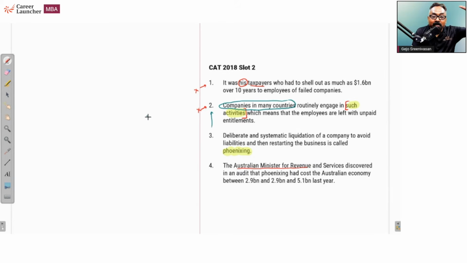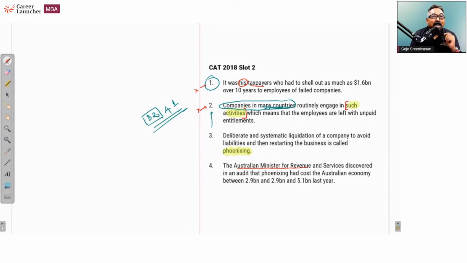3 to 2. 3 to is a block. Then a specific example. Let's talk about one company. The Australian minister, one country. Companies in many countries do it. Broad. Let's narrow it to the Australian Minister of Revenue and Services, who discovered in an audit that phoenixing had cost the Australian economy between 2.9 billion and last year. And it was his taxpayer which had a problem. 3241.